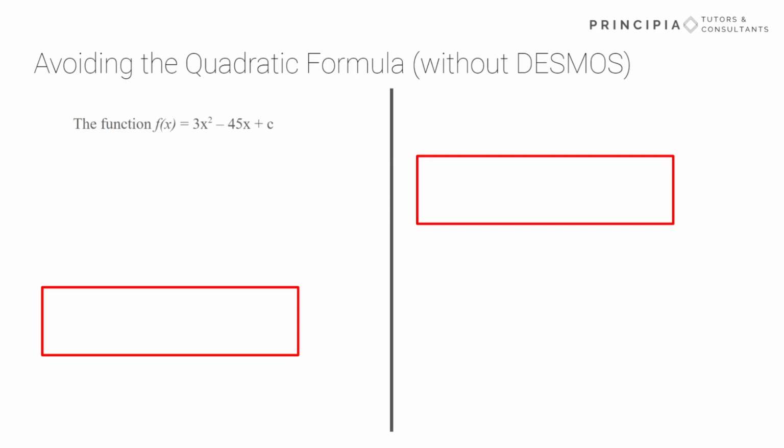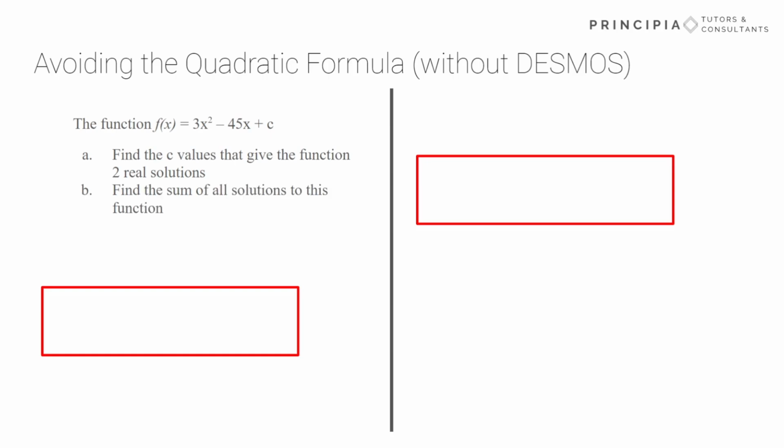All right, let's give it a try when Desmos is not as viable. As we can see, C is not clearly defined in this quadratic function. However, it is written in standard form, so we don't have to go through as many steps. So find the C values that give the function two real solutions, and then find the sum of all the solutions to this function. So first, we'll start by finding C using the quadratic discriminant.